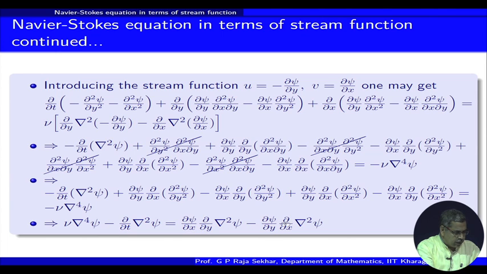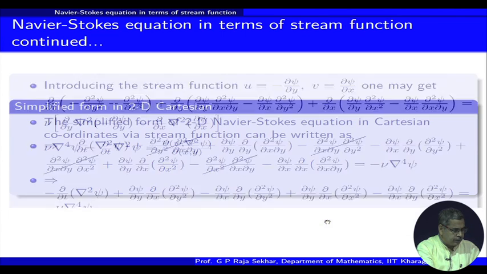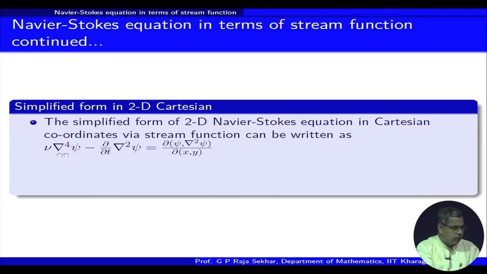There is a symmetry: psi with x and Laplacian of psi with y, so psi with y and Laplacian with x. So this is exactly nothing but the definition of the Jacobian. Hence, we got a simplified Navier-Stokes equation.